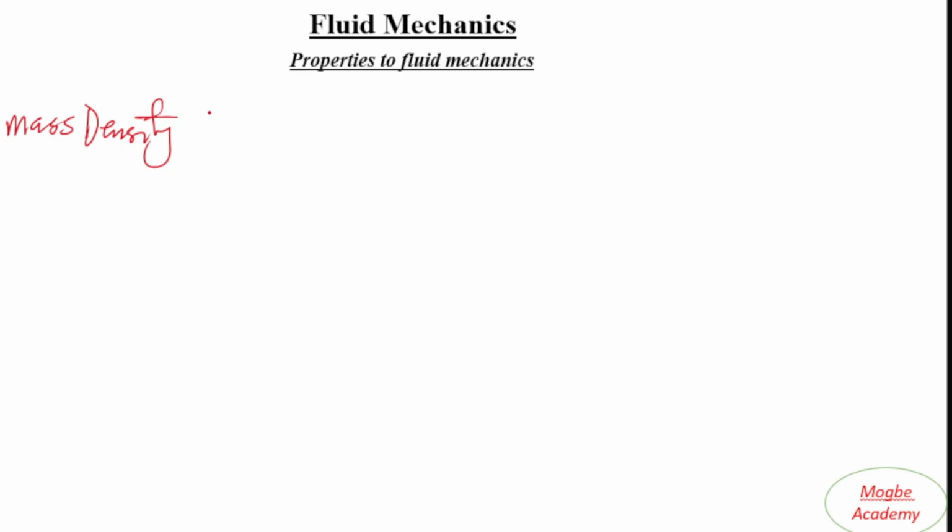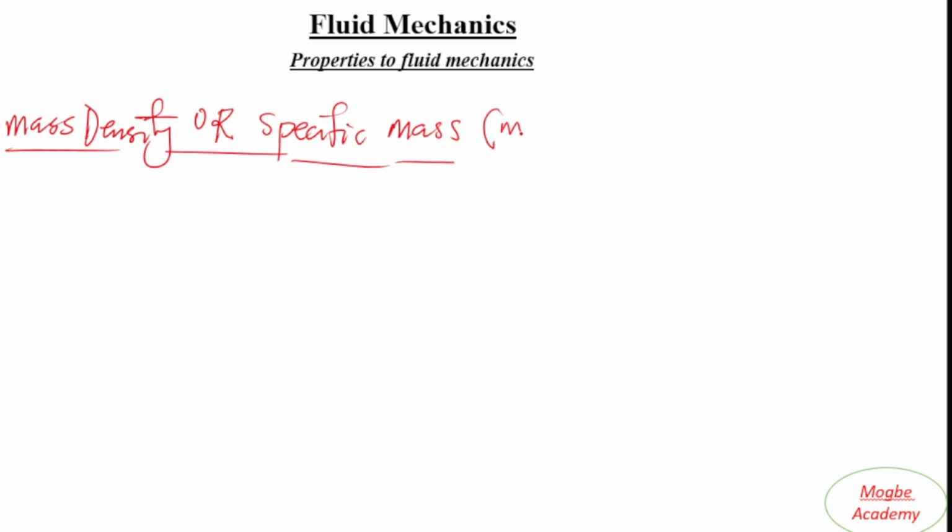or you can call it specific mass. So if you're not hearing mass density, you will be hearing specific mass. You might be asked to calculate your specific mass. Now, your specific mass is denoted with small letter m. We use this to represent our mass density or our specific mass.